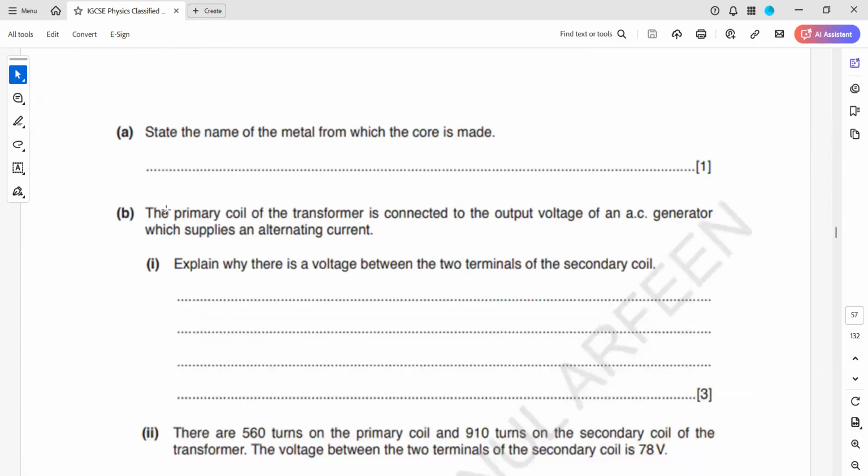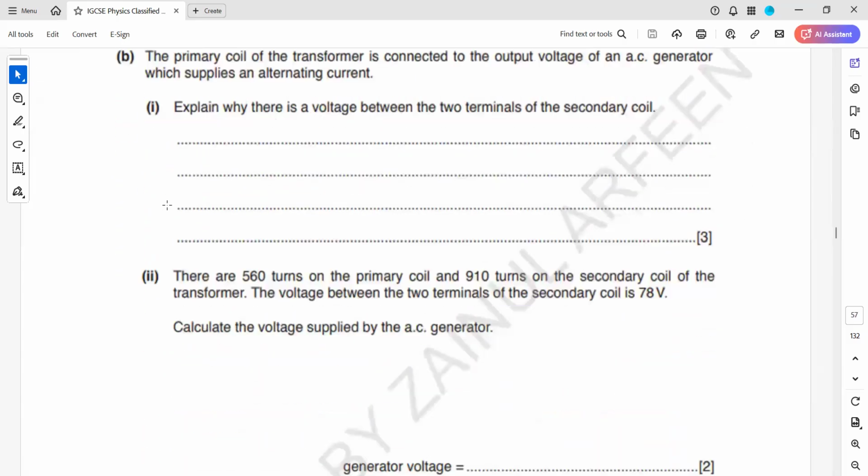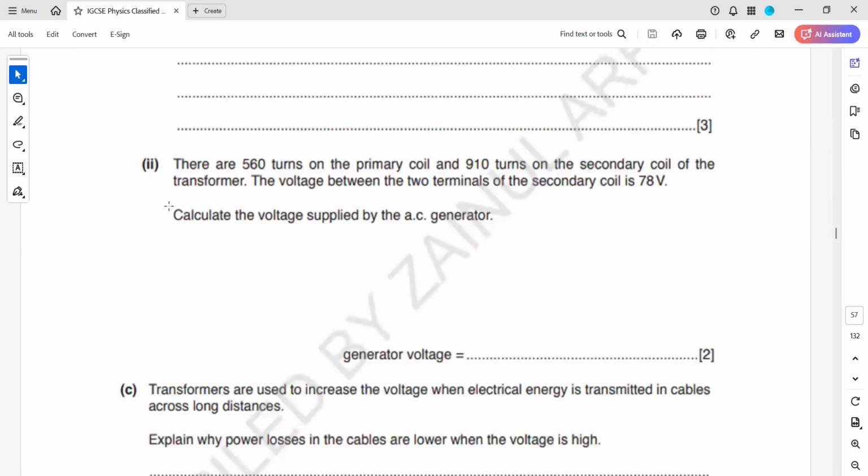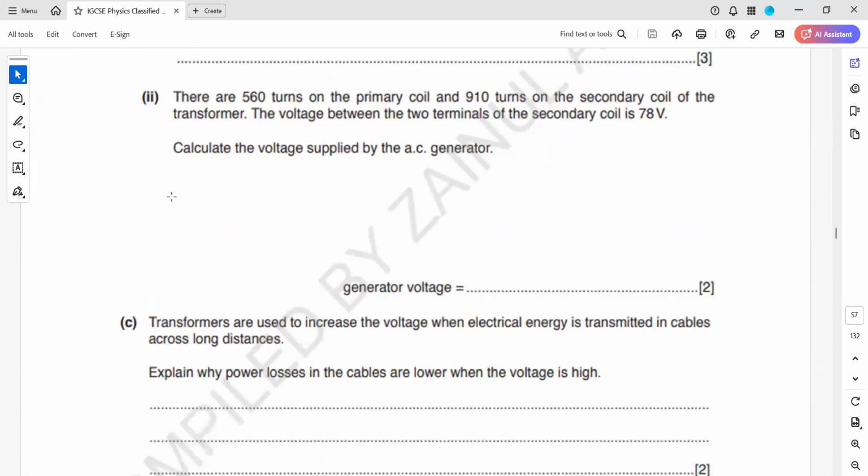AC input produces a variable magnetic field, magnetizes the iron core. And the changing magnetic field induces current. Changing magnetic field of the iron produces current in the secondary coil, or produces a voltage in the secondary coil.